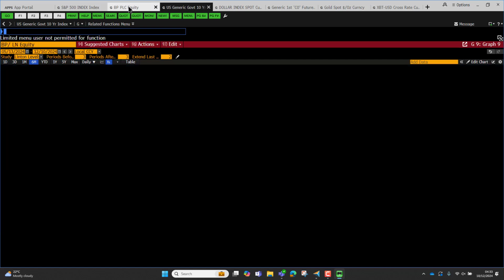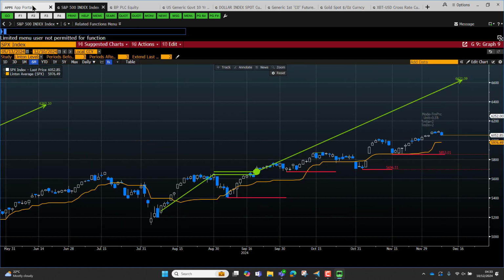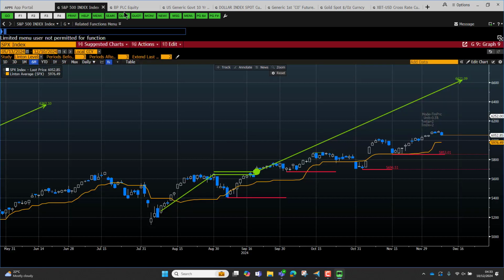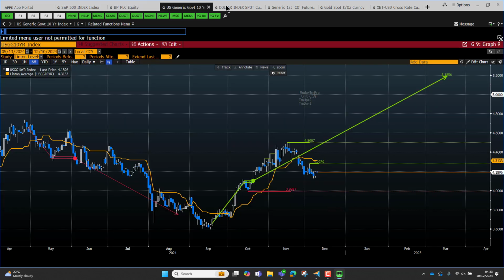Really simple to use. If you want to have a go at using these, it's simply type APPS LIN GO. APPS LIN GO will take you to these targets. Take a trial, see for yourself. Really great to use, and you can use them on any chart, of course.